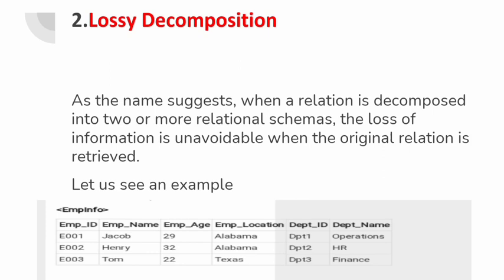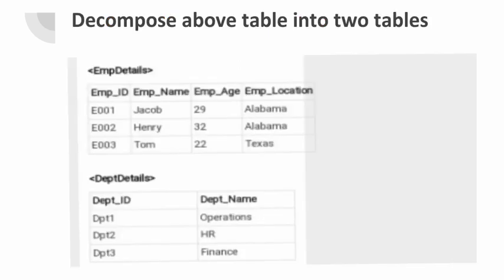This table shows employee information: employee ID, employee name, employee age, employee location, department ID and department name. Then decompose the table into two tables, that is department details and employment details. Employment details contain 4 attributes: employee ID, employee name, employee age, employee location. Then department details contain 2 attributes: department ID and department name.